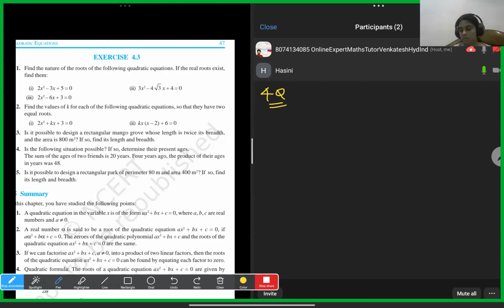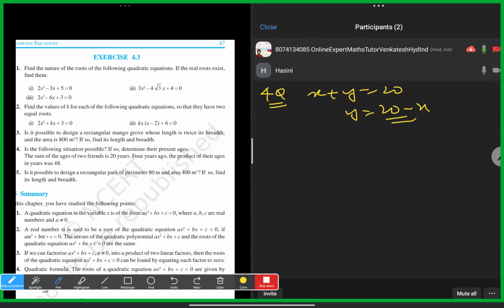Or we can express it as y is equal to x, with x as one person and y as the second person. Then y is equal to 20 minus x only, it will become the second person. So we can use a single variable directly. If you use two variables, x plus y is equal to 20, later y is equal to 20 minus x. Anyways, you have to write it.